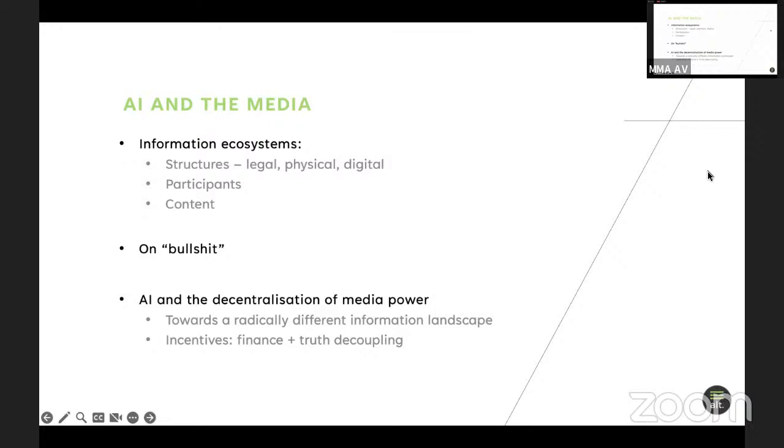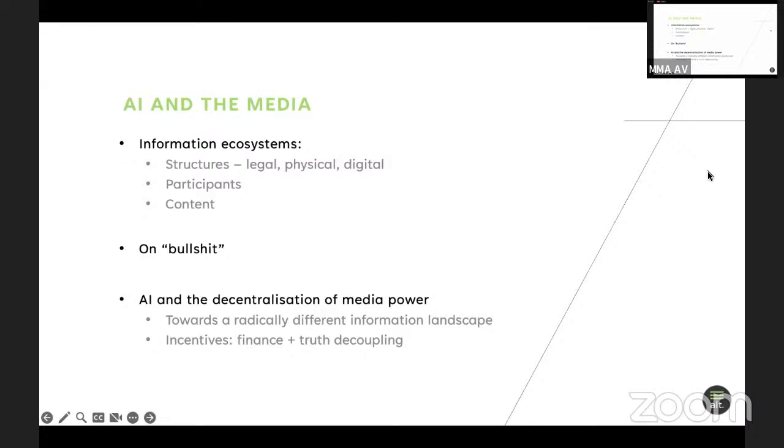And to start, I think it's useful to talk about information ecosystems, which is a phrase that I hear thrown around a lot. What I understand by it is three things. There are three components in these systems: the structures, the participants, and the content. When I say structures, I mean the legal structures, as in the laws that constrain who can say what.